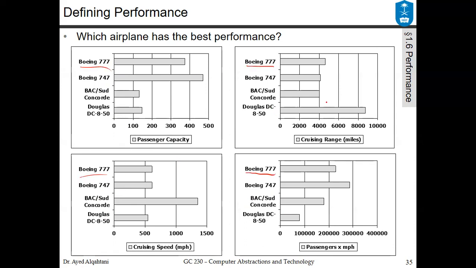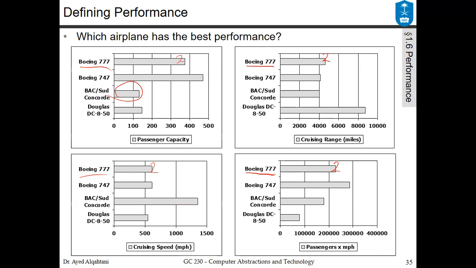It's second here, it's second here, it's also second here, and it's also the second airplane here. So overall, it's fairly good. If you consider the speed only, the Concorde is the best, but passenger capacity-wise, it's the worst. So there are many metrics that you should worry about.